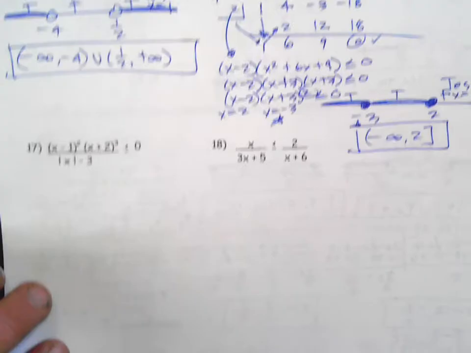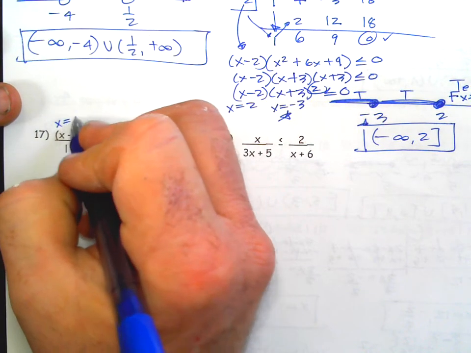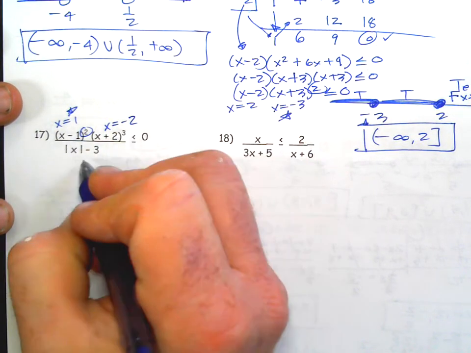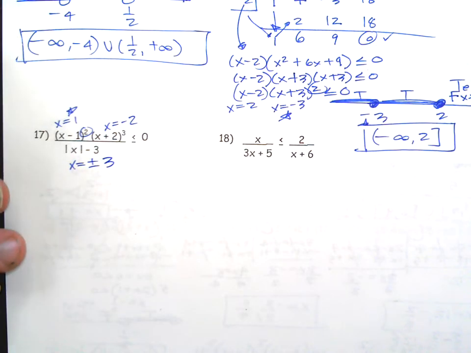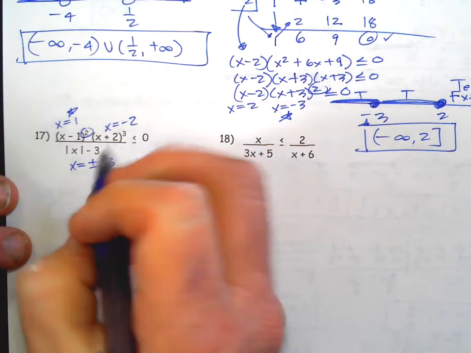All right. A little rational inequality. So x equals 1, but it has a squared. x equals negative 2, which is okay. This is going to be x equals plus or minus 3. Those are vertical asymptotes. There's 2 of them. All right. 2 ways to make this equal to 0.